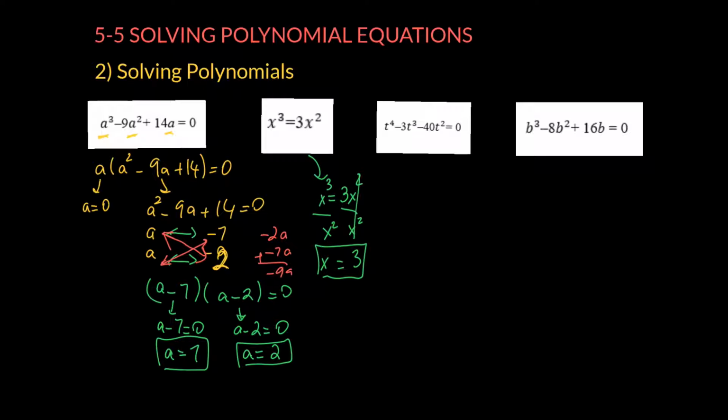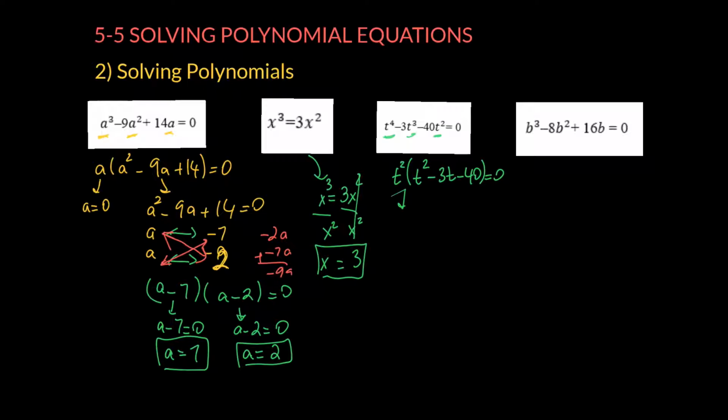Now the next question. First, take out the common terms that you see. I realize that t² is common for each one of these. So t⁴ divided by t² is t², minus 3 times t, minus 40 equals 0. Now what I have is two expressions multiplied to 0.